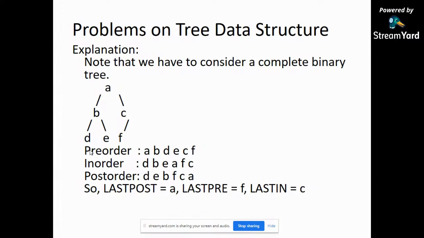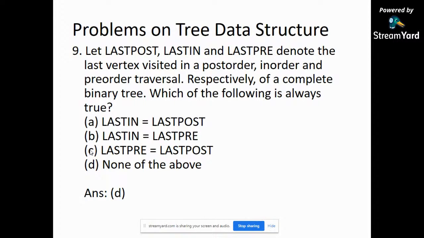So, pre order of this tree is not given, we have to find out pre order of the tree. Pre order means root first. Then we have to traverse in order and then post order. In post order, root will be last. Now we are having three variables: last post, last in, and last pre. And what is there in these three variables? The last node visited in post order, in order, and pre order.